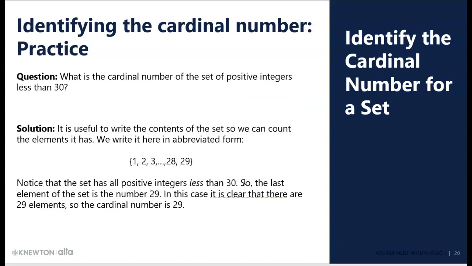Now, they can get a little trickier if the whole set isn't written out. What's the cardinal number of the set of positive integers less than 30? In math symbols it would be less than 30. That's another good thing to remind you of here. This symbol here, the sideways V, always opens to the larger side. So the numbers we want are over here. So they're going to be less than 30, which means 30 is not in the set.